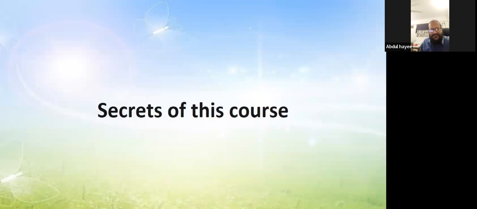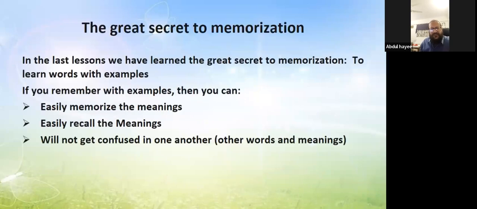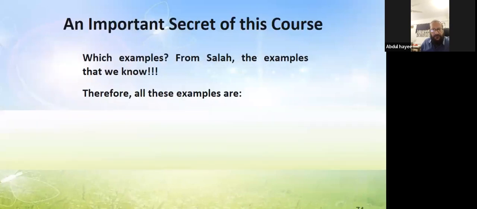Let's have the secrets of this course. The great secret to memorization, which we learned in the last lesson, is to learn words with examples. If you remember with the example, you can easily memorize and recall the meanings, and you will not get confused with other words. It means you will have a clear concept of the words.